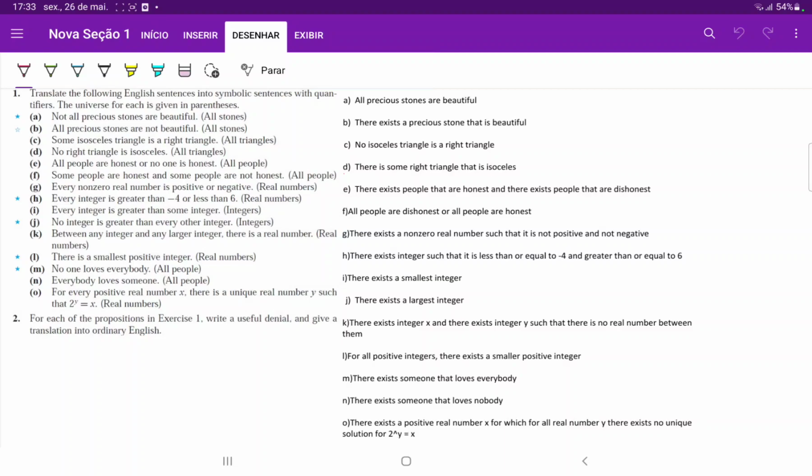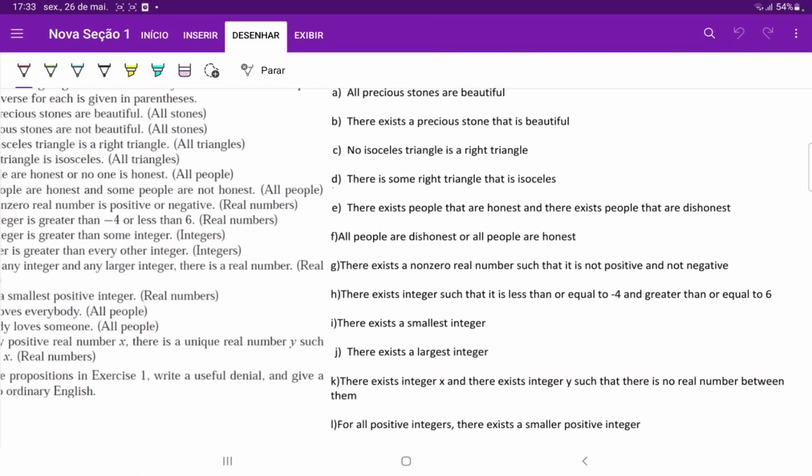Yeah. So we basically said, since we began with the universal for every, we said there exists, right? And then we had there exists a unique real number y, right? So we're saying that for all real numbers y, there exists no unique solution for 2 to the power of y is equal to x. All right, that is our denials, the translation into ordinary English, and now we just have to fill in the symbolic denials.